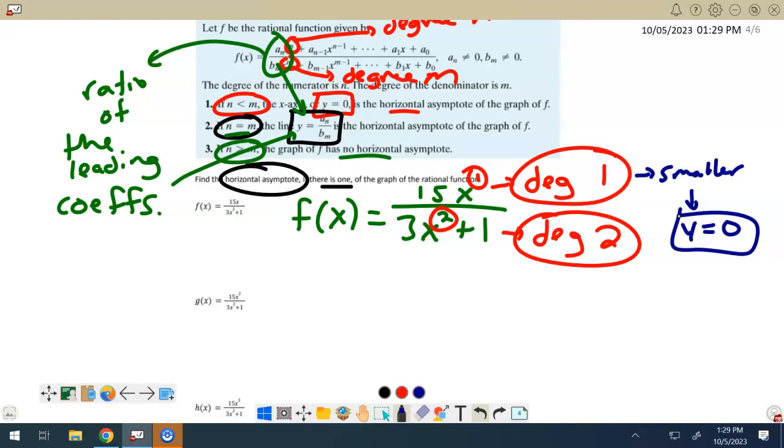It doesn't matter what the degrees actually are, it's whether the top one is smaller than the bottom one. If the top one is smaller than the bottom one, it's just y equals 0.